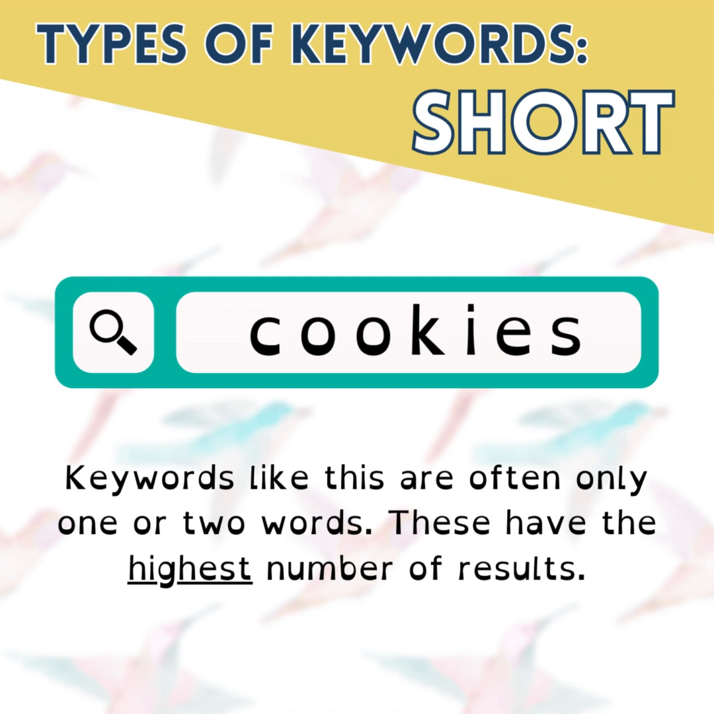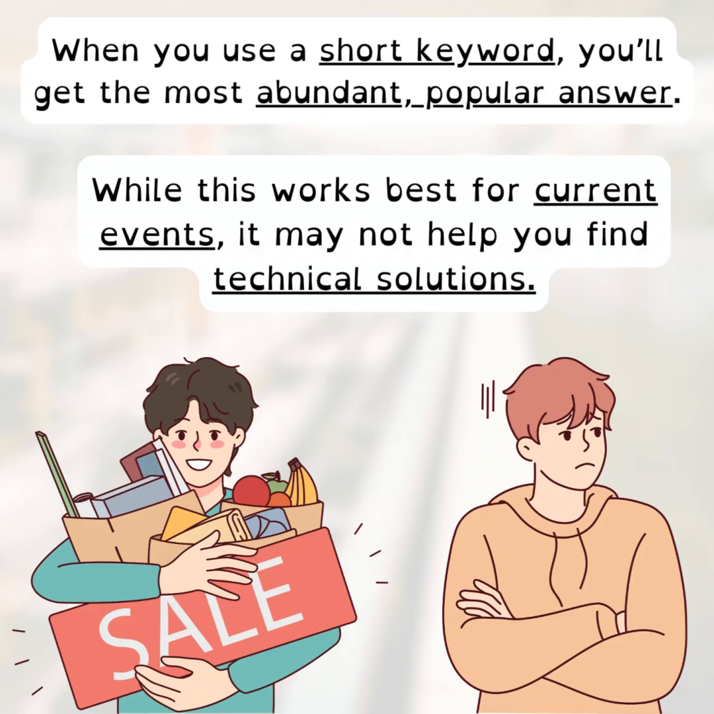Types of keywords. Short. Shown as a search with one word. Cookies. Keywords like this are often only 1 or 2 words. These have the highest number of results. When you use a short keyword, you'll get the most abundant, popular answer. While this works best for current events, it may not help you find technical solutions.